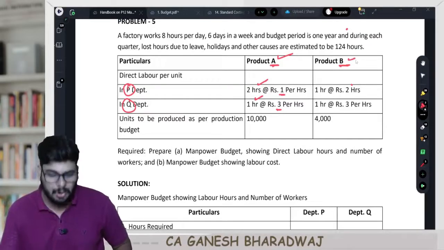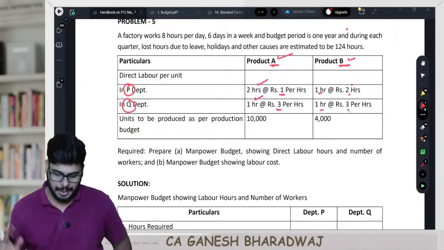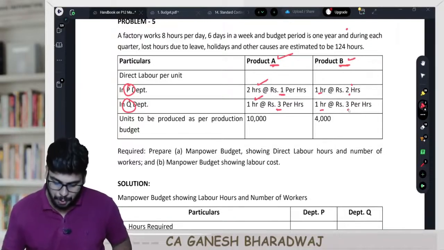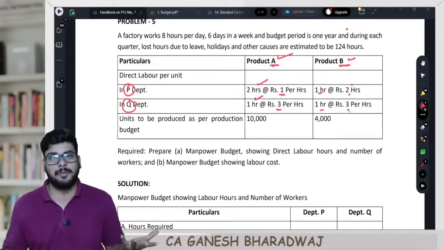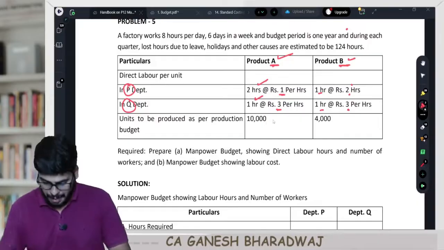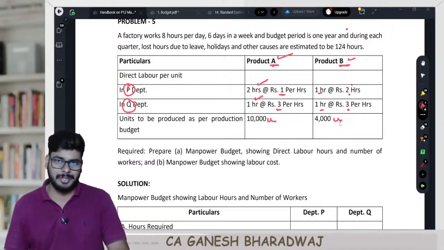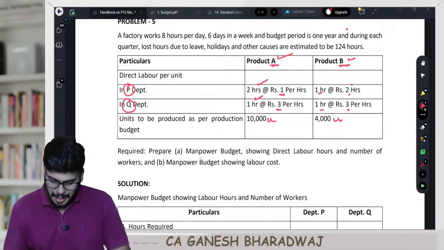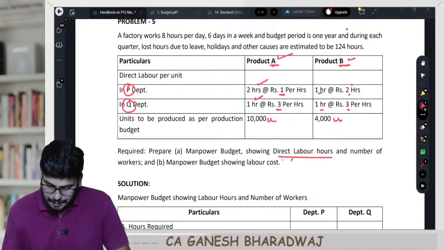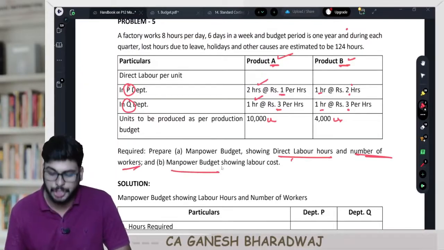Similarly, product B also passes through P and Q. It spends 1 hour in P, 1 hour in Q. The rate is rupees 2 and rupees 3 respectively. The number of units to be produced as per the production budget. Now, we need not prepare the production budget. The production budget data is given. So, they have said that you need to manufacture a total of 10,000 units of A and 4,000 units of B. Now, prepare a manpower budget showing the direct labor hours, the number of workers, and the manpower budget showing the labor cost.